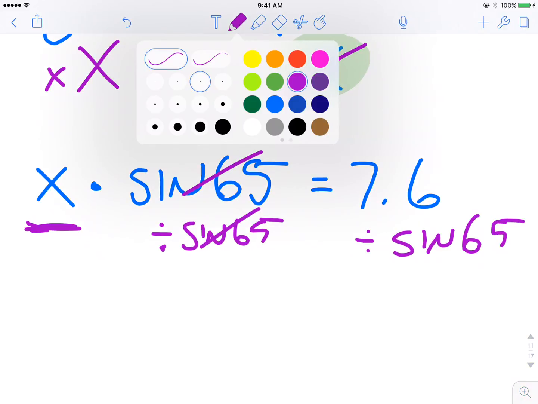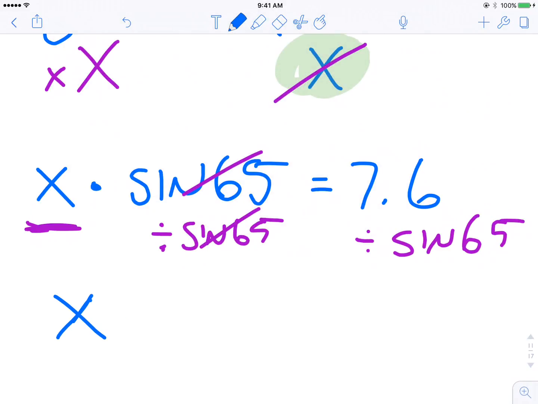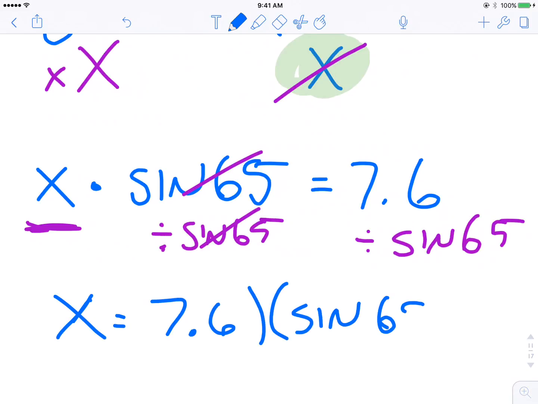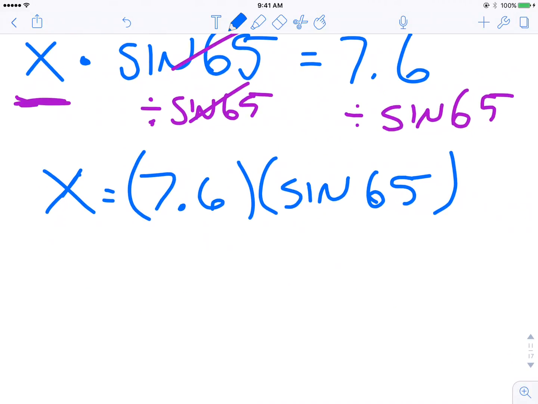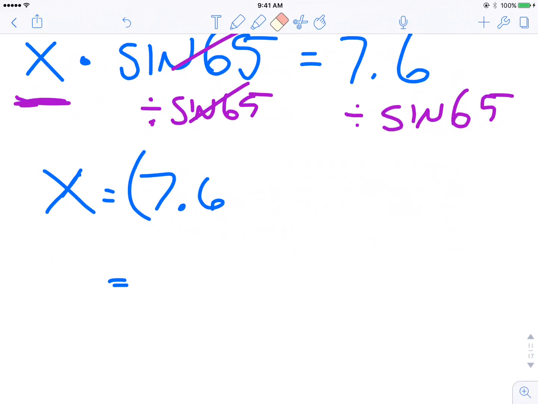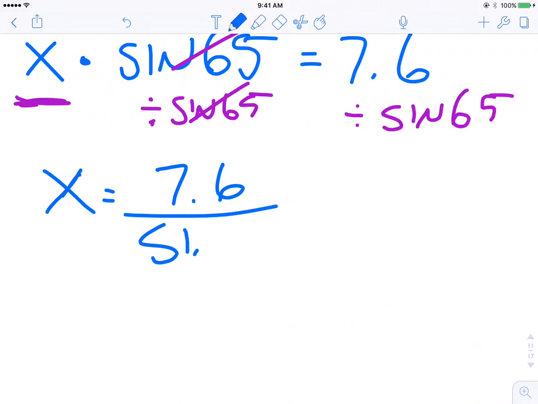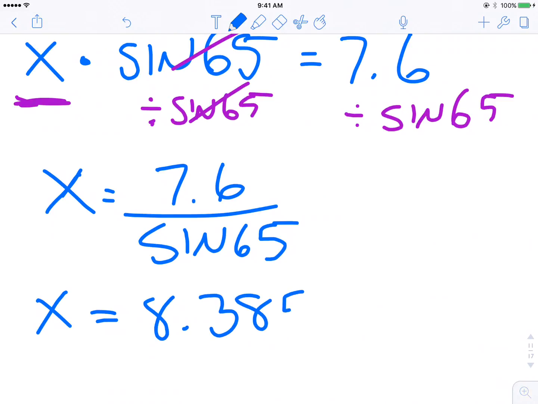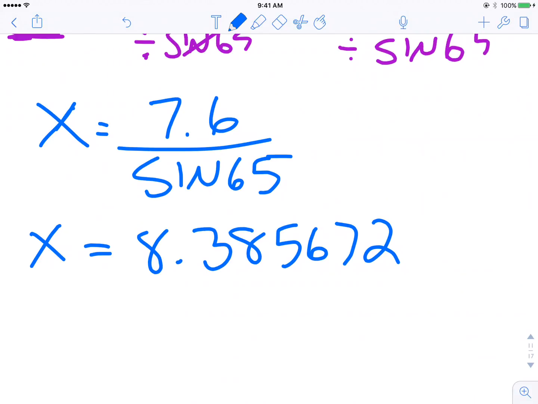So now I'm left with X is equal to 7.6 divided by the sine of 65. Sorry to confuse you there a little bit. And then when I punch that into my handy dandy calculator, I get 8.385672, or because it tells me to the nearest tenth of a centimeter, 8.4 centimeters.